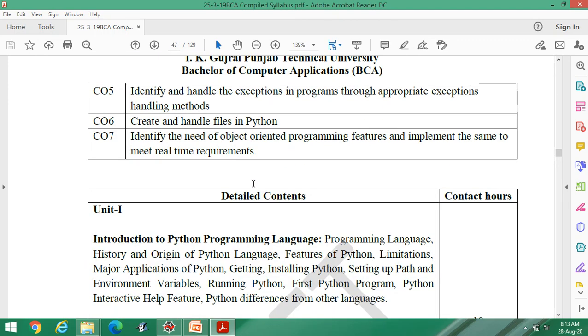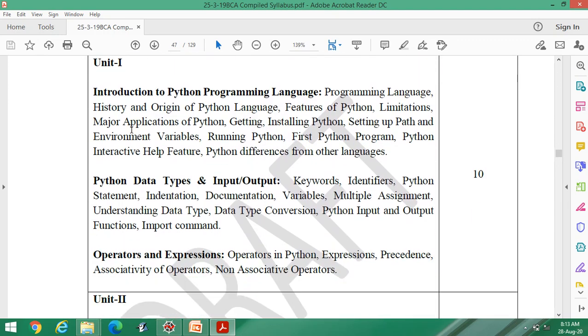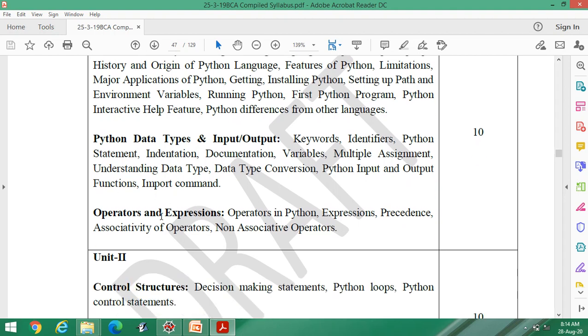We have already covered these three subtopics of Unit 1: Introduction to Python programming language, and Python data types and input output. We have already completed these two topics. Today I am going to start with operators and expressions.